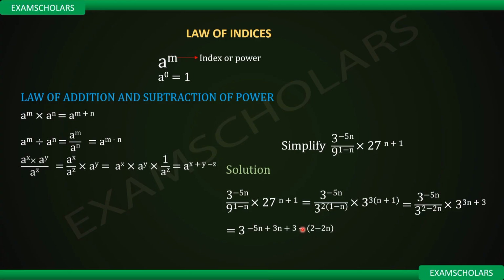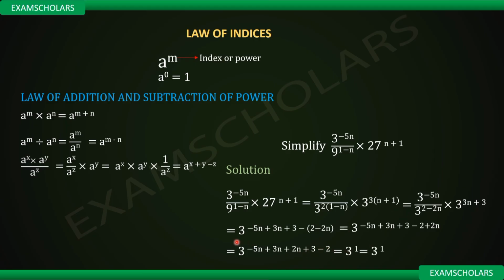Minus. Now open bracket 2 minus 2n here. Now let's solve it. We get 3 raised to power minus 5n plus 3n plus 3 minus 2 plus 2n. So you have minus 2. What is minus 1 times 2? Minus 2. Minus 1 times minus 2n is plus 2n. Now let's solve this. You collect your like terms. So you have minus 5n plus 3n plus 2n. Then your plus 3 minus 2.